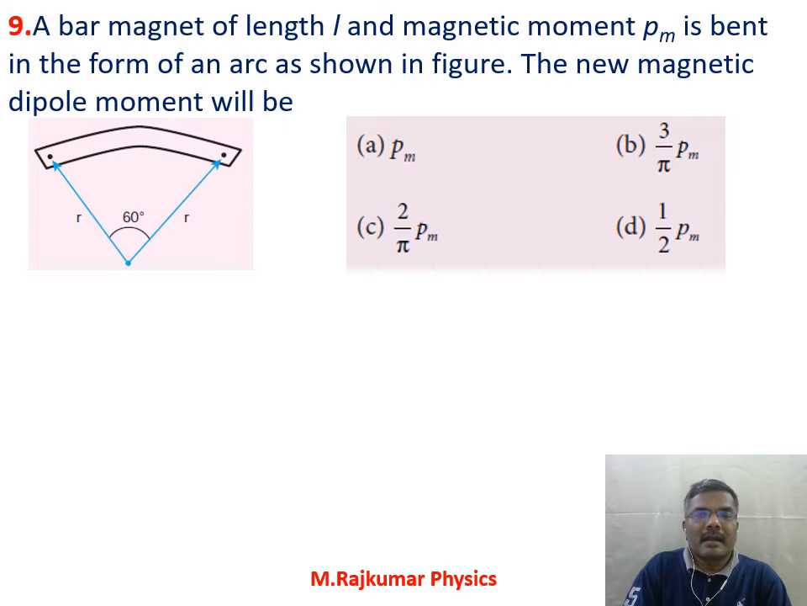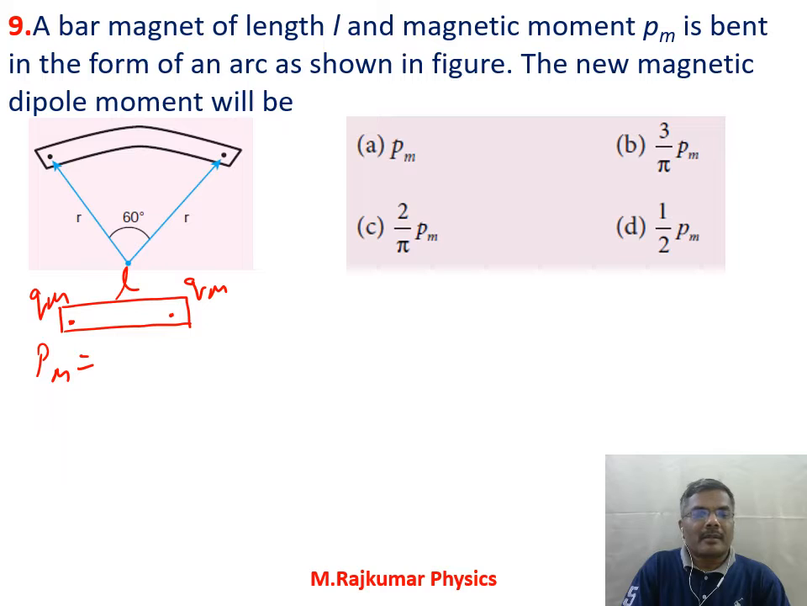See, what is a magnetic moment? If I take a bar magnet like this, which is having a pole strength of Qm, and the length of the magnet is L, then I can define the magnetic moment of this bar magnet as Qm into L. This is called the effective length. Usually it will be taken as 2L, but in the problem itself they have given the length of the magnet as L, so I can take it like this. So Qm into L will give the magnetic moment of this.